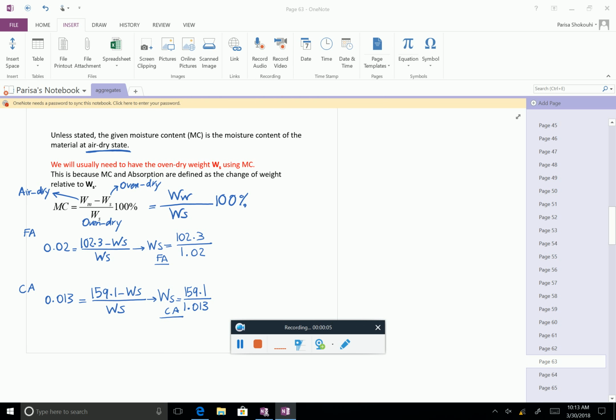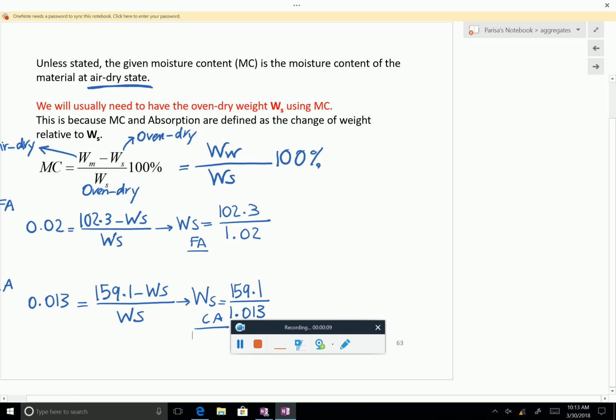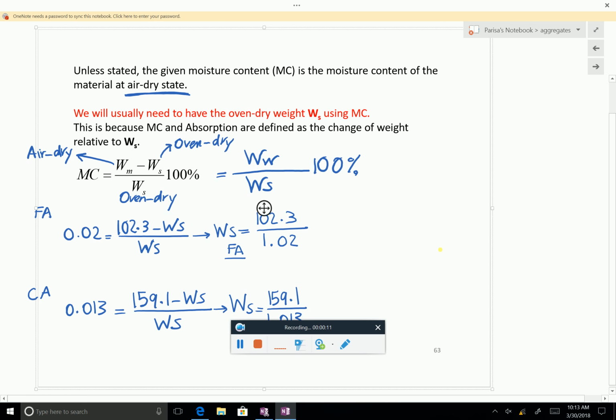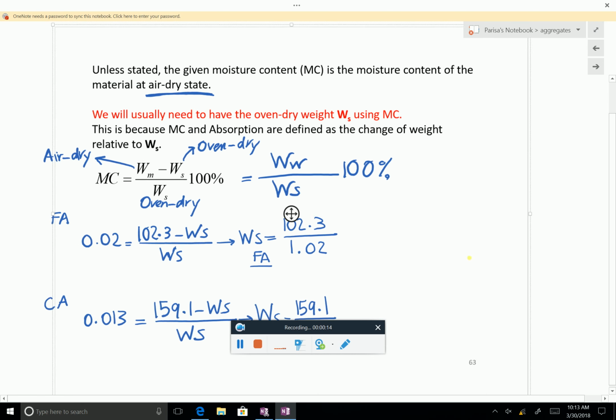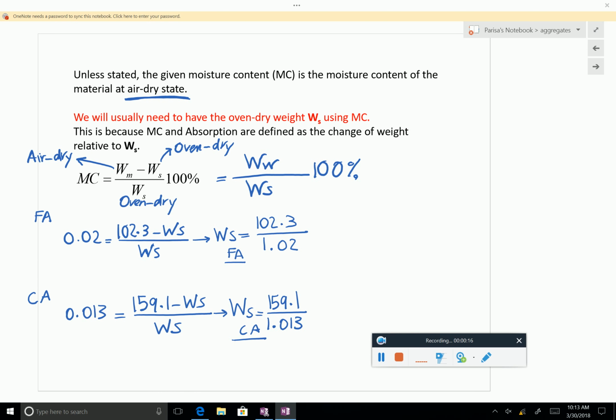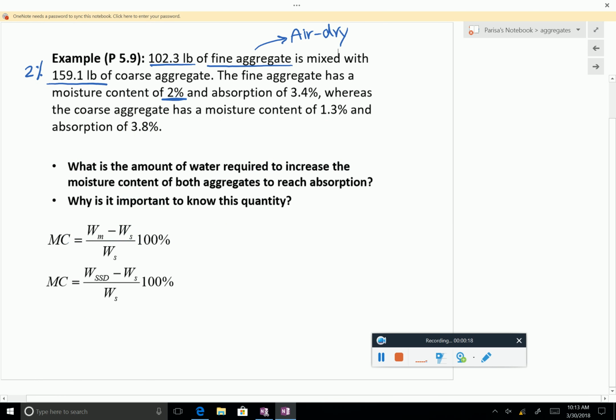So still the other one. So here is the example.